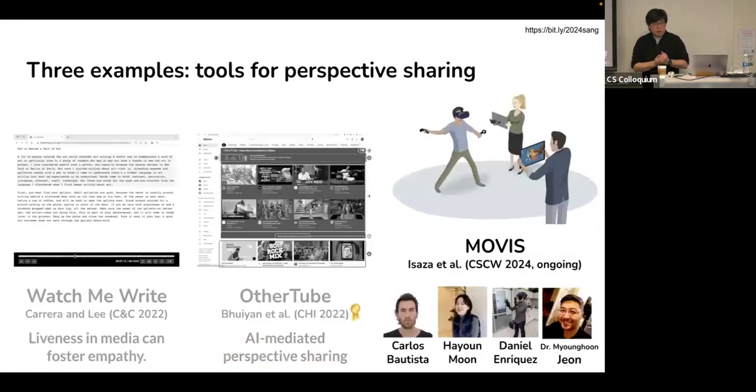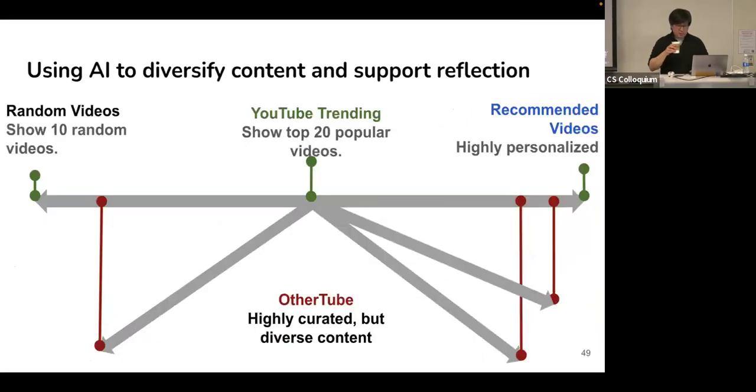And the last project that I want to share is something called Modus. Can I ask a question? I have a question about the other two. Yes.